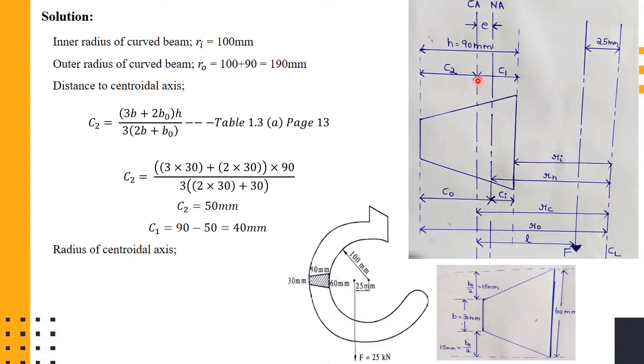Now you can calculate the radius of the centroidal axis. So the radius of the centroidal axis, that is RC, you can see here. The radius from here till the inner surface, that is Ri, is known. And if you know the C1 value, which you have already calculated, that is C1 from here to here, then you can calculate the radius of the centroidal axis. So RC is nothing but Ri plus C1. Okay, so RC is equal to 140 mm. This is how you can calculate the radius of the centroidal axis.